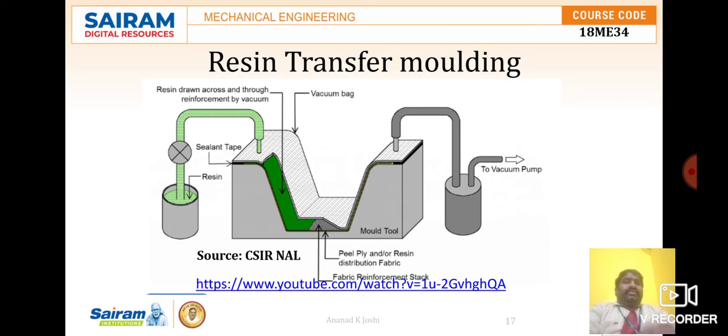Okay, so here you can see the figure. The plastic charge is going to be heated in the pot by means of heating elements, due to which it is going to be softened and reach a semi-molten state.